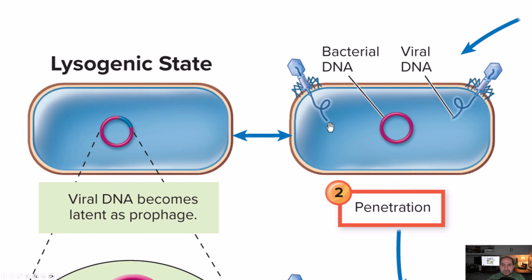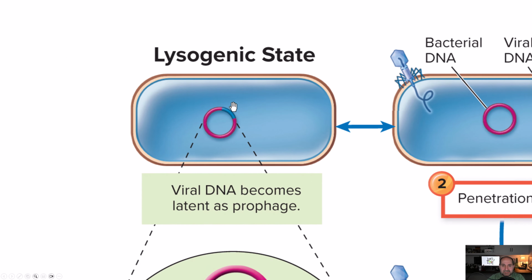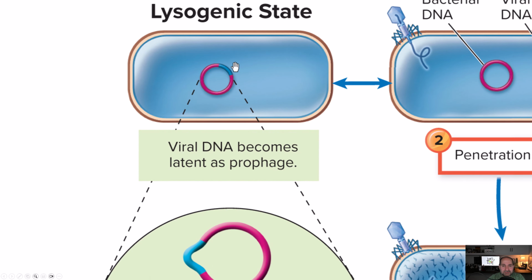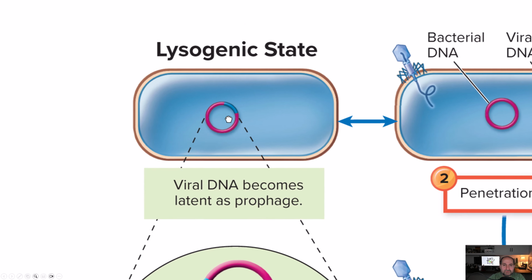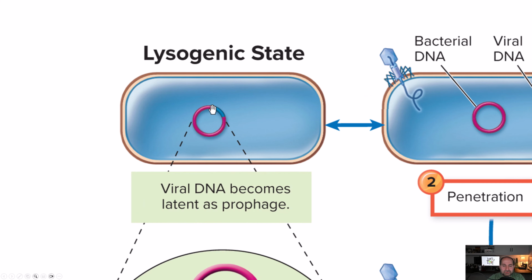The viral DNA is drawn here in blue. The viral DNA enters the host cell, and during the lysogenic state, the viral DNA can actually insert itself into the host's DNA. See here in pink, you have the bacterial DNA, and the viral DNA inserted itself into that genome. And this is known as a prophage. When the viral DNA inserts itself into the host genome, this is known as a prophage. And this is wonderful for the virus because now that it's inserted itself into the bacterial cell, every time the bacteria divides, it has to also copy the prophage. It has to also copy the viral genome. This is a way for the viral genome to propagate without the virus having to do anything.